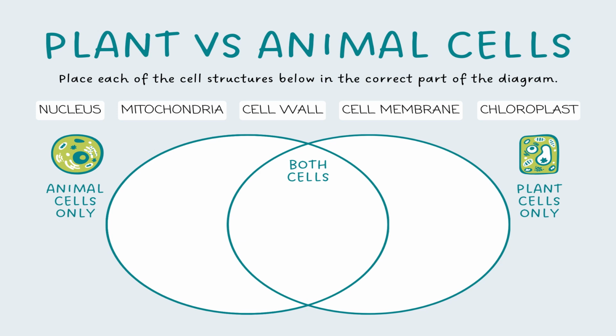Okay, in this diagram you can see that plant cell has chloroplast, nucleus, mitochondria, cell membrane.